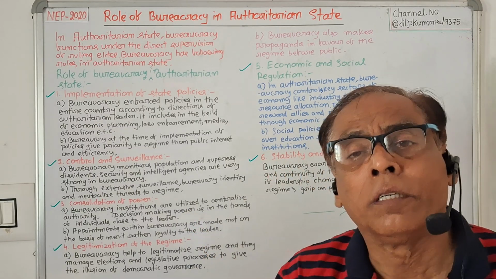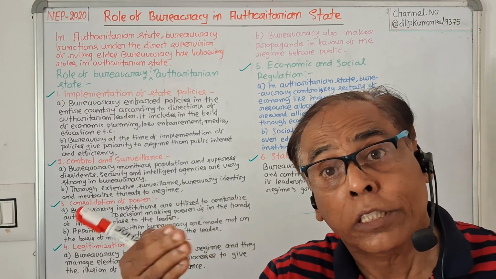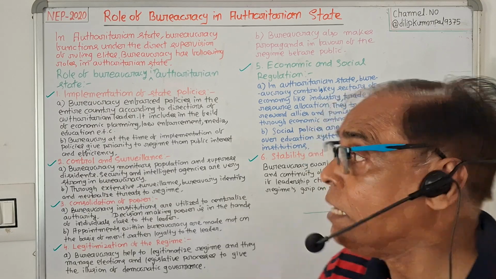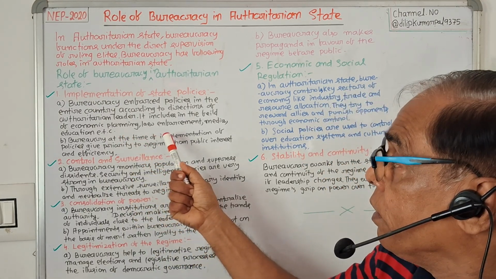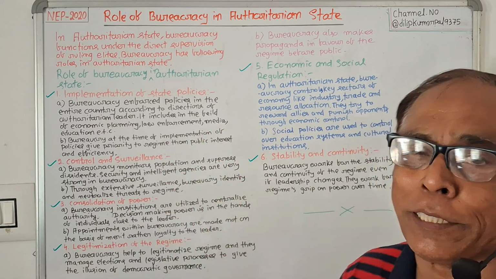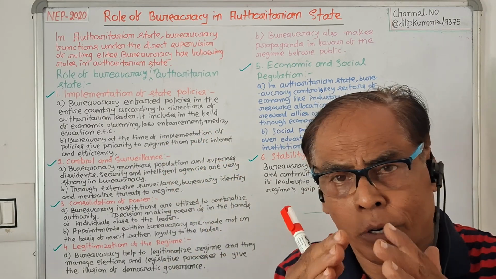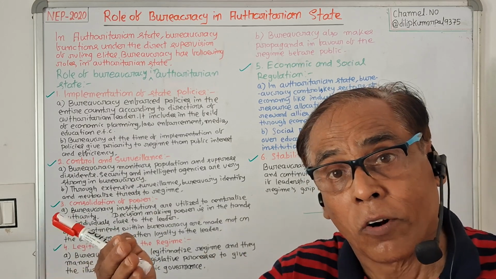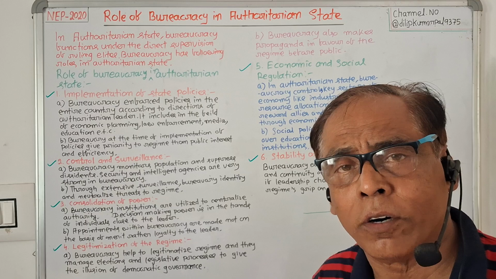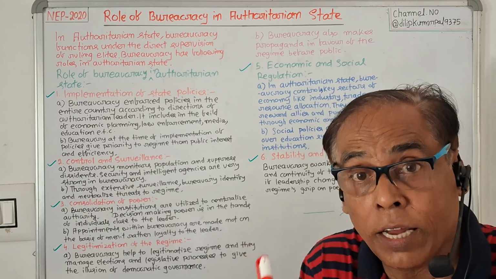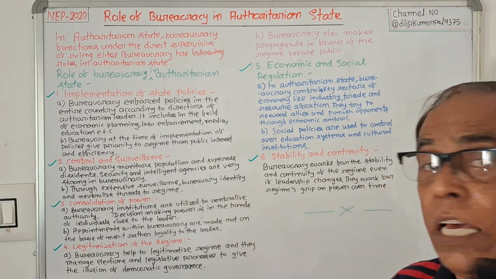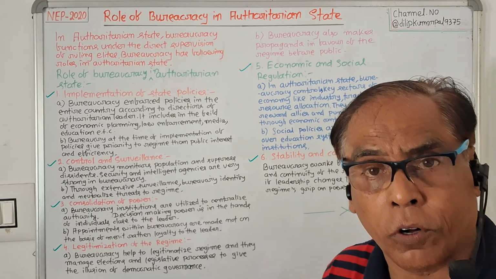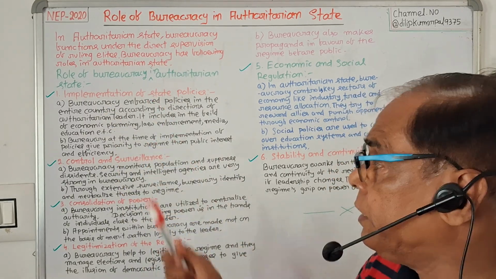Bureaucracy enforces the policies of the state on the direction of the ruling elite in the field of economic planning, law enforcement, media and education. So the first important function of the bureaucracy in authoritarian state is to enforce the policies of the state under the direction of the ruling elite or ruling leader in the field of economic planning, education, media and enforcement of law.